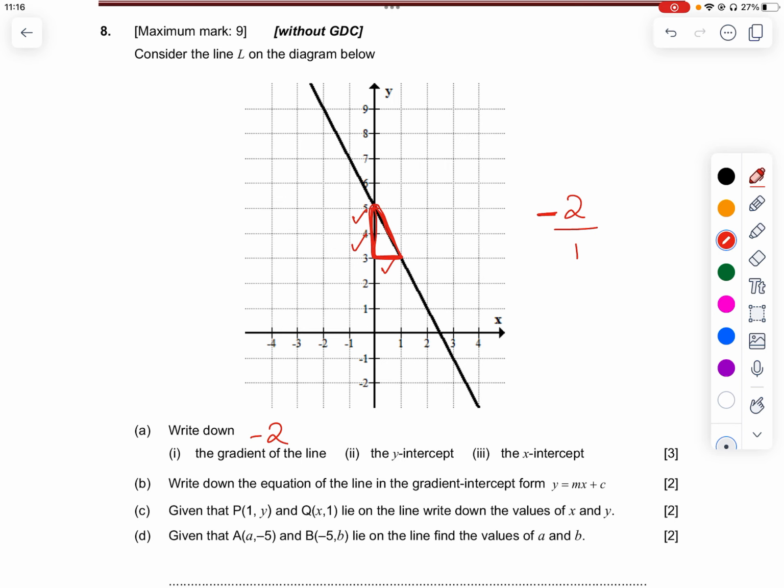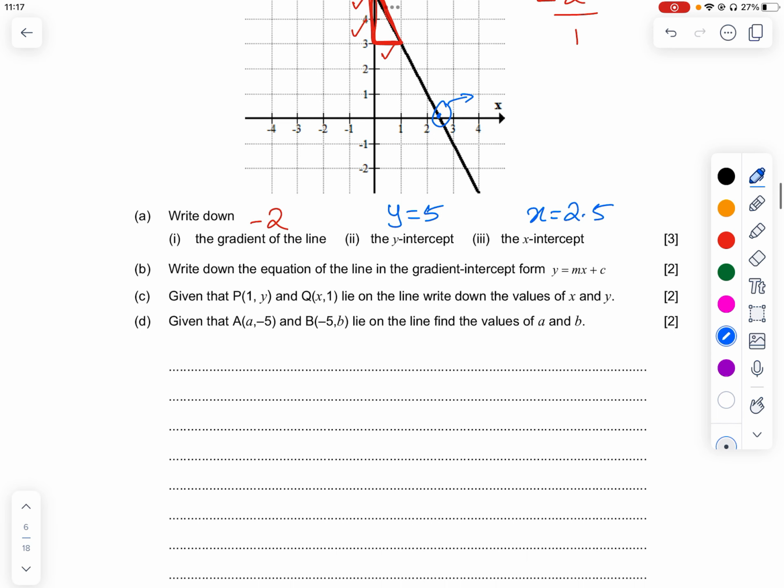Or else you can mark any 2 points and do (y2 minus y1) by (x2 minus x1). Y-intercept, you can clearly see that the y-intercept is 5. Then x-intercept is between 2 and 3, which is 2.5. x equals 2.5. Write down the equation of the line in gradient form. So we know that it is y equals mx plus c. The c value was 5.